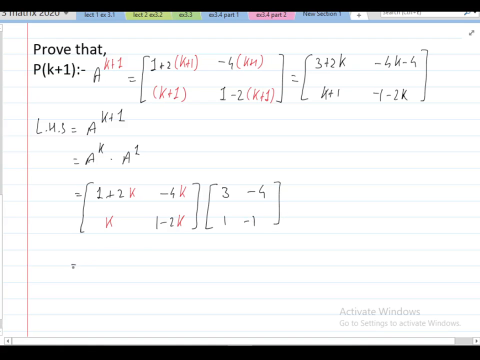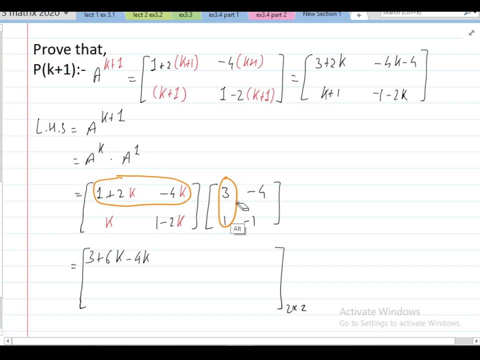Multiply. Our resultant matrix will be of order 2 cross 2, 2 rows and 2 columns. So the first element, in the first row and first column, will be 1 plus 2k into 3, which is 3 plus 6k, minus 4k into 1, minus 3k. Very good.